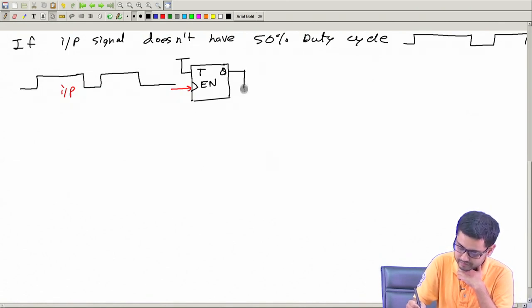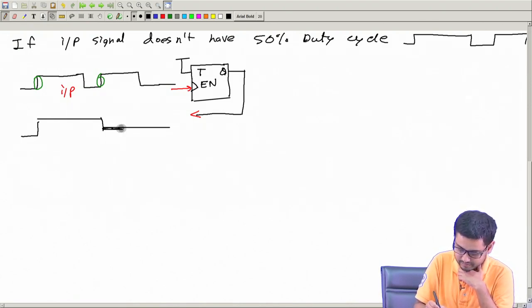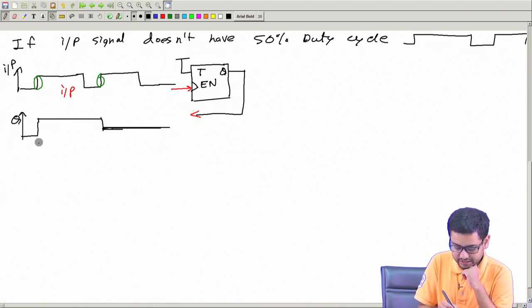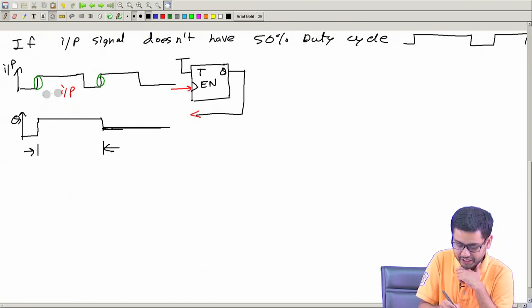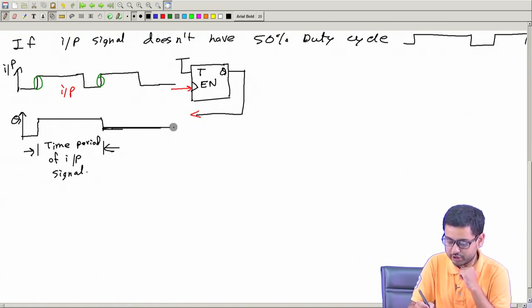So if I draw Q here on the same axis, okay. So say Q will change from 0 to 1 here at this rising edge, then it will change here at the next rising edge. So Q will change like this, 1, 0, like and so on. Okay. So this is Q, this is input. So now you see the on time of Q, okay, is same as the time period of the input signal. Okay. So this is time period of input signal. Okay. So for one time period it will remain on, and for the next time period it will remain off. So it's like this.